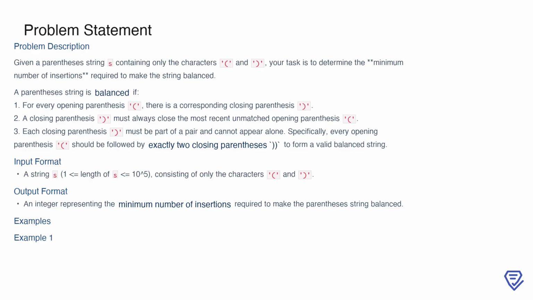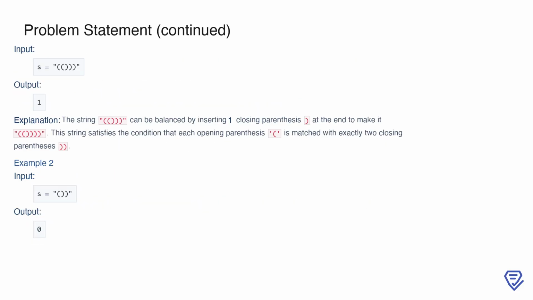The input is a string S with a length between 1 and 100,000 characters, and the output is an integer representing the minimum number of insertions required to balance the string. Let's look at the first example. Here, the input string is S equals. The output is 1, which means we need one insertion to make the string balanced.